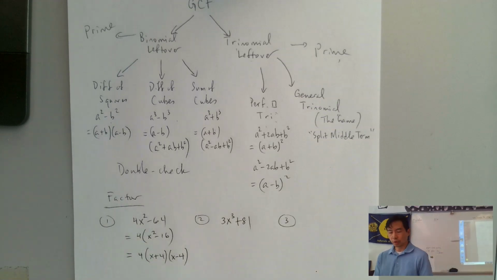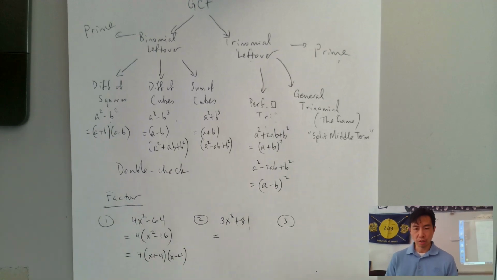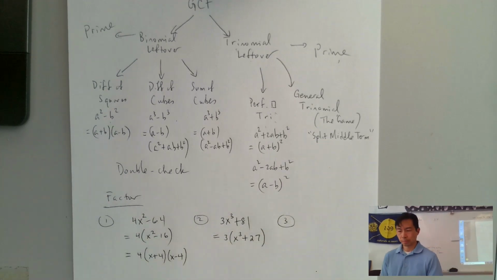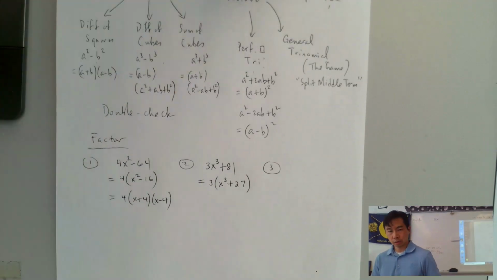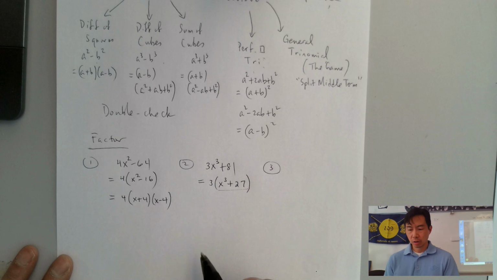Okay, next one is 3x cubed plus 81. Again, check for GCF. I see a GCF of 3. Take it out. I check the leftover. It's a binomial. Is it one of these?